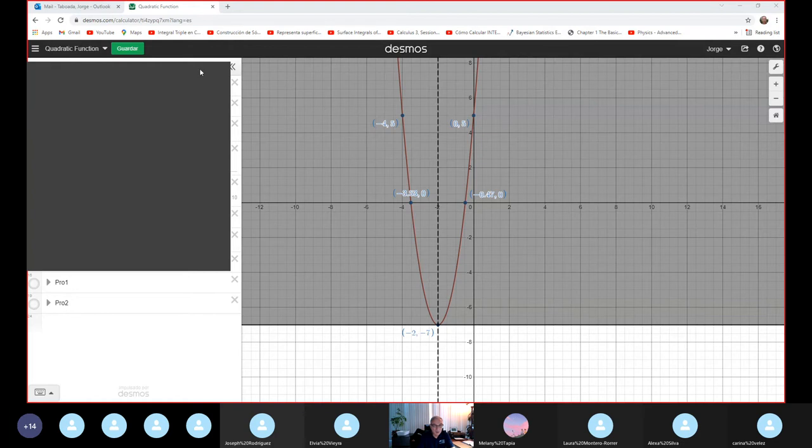You can't plug all this information into Desmos, right? It's not just going to show you the range, right? Yes, it shows you the range. Okay, let me come back again to the whiteboard.